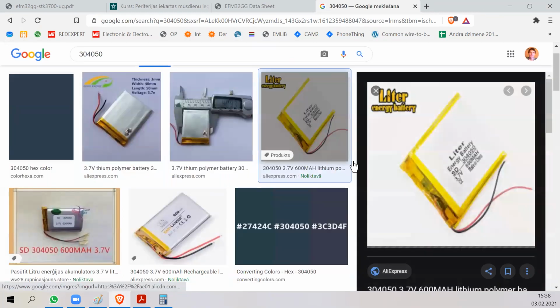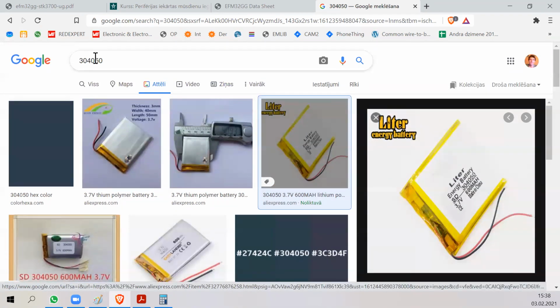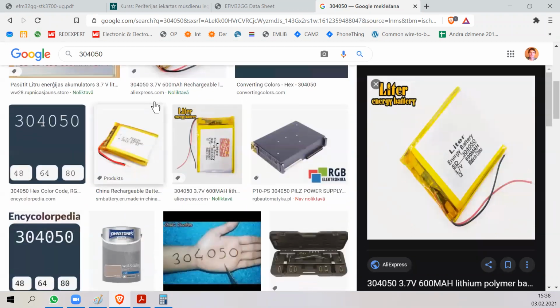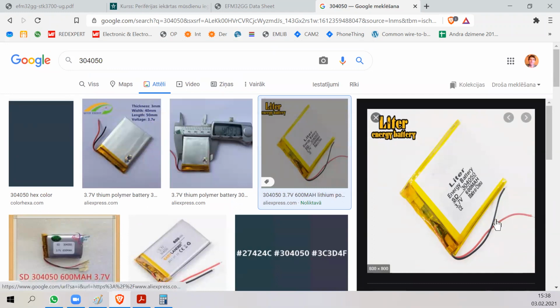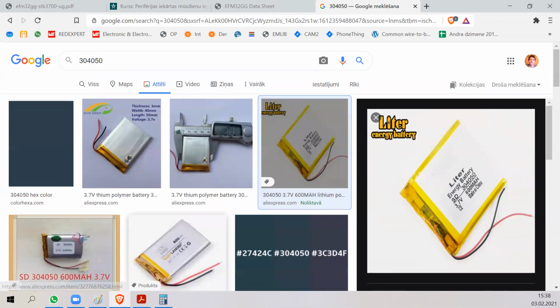So for example, this battery, and also you can see here that there's this protection circuit. This is a regular size battery, which is 5 centimeters thick and 30 by 40 millimeters wide and high. These batteries are often used in many devices, so I'm just giving it as an example. And their capacity is 600 milliamp hours.